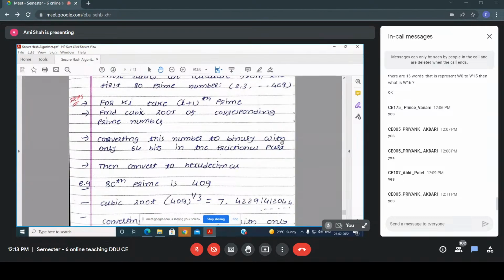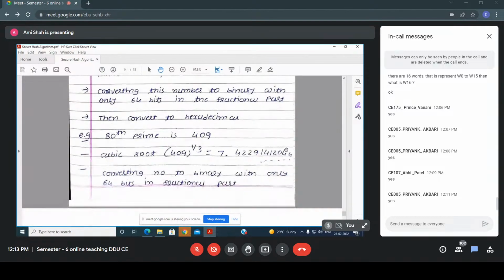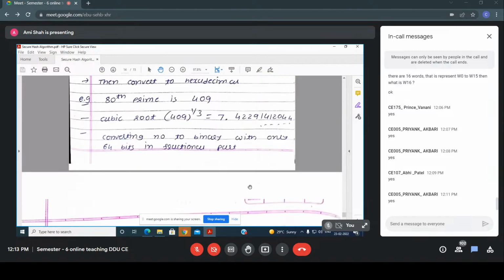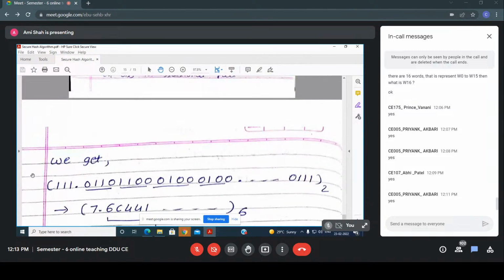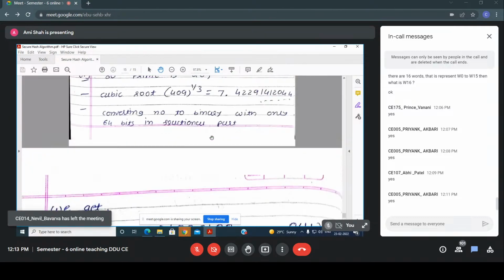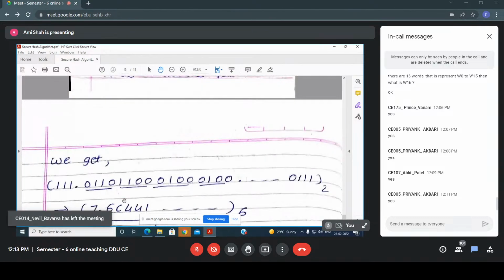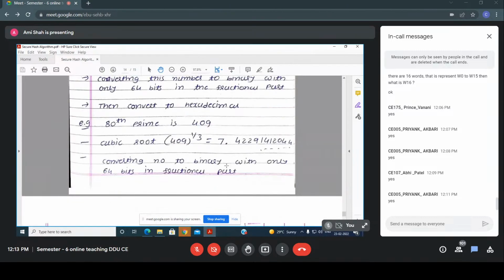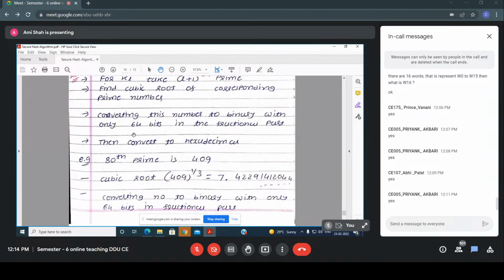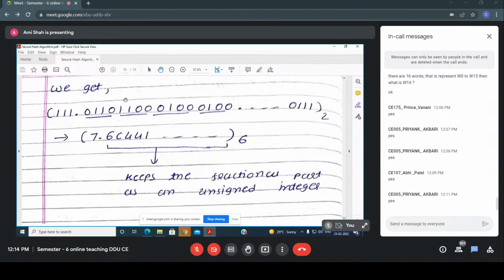convert this number to binary with only 64 bits in the fractional part. So once you have converted it into binary, after that you take only the 64 bits in the fractional part. Then whatever answer you are getting, convert it to hexadecimal, right? So now see here, only this part you have to consider.